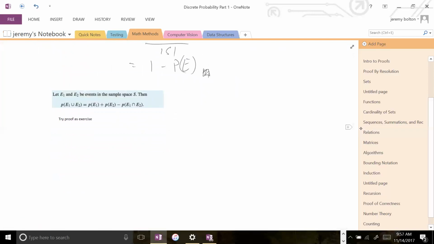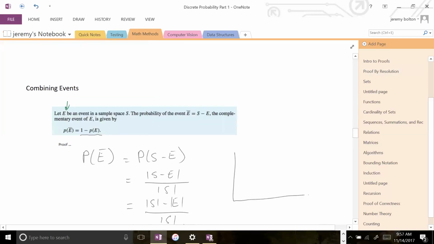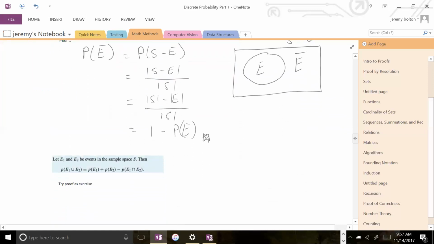And intuitively, this makes sense. If we have some set, again, using a Venn diagram to motivate this, here we have S equal to our universe of discourse. And we have some E here. And then we have some not E out here. If it's in E, then it's not in not E. And if it's in not E, then it's not in E. And so the ratio of all of the singletons is going to be 1 in total. And so the addition of the two should add up to 1. So the difference from 1 should be the other.